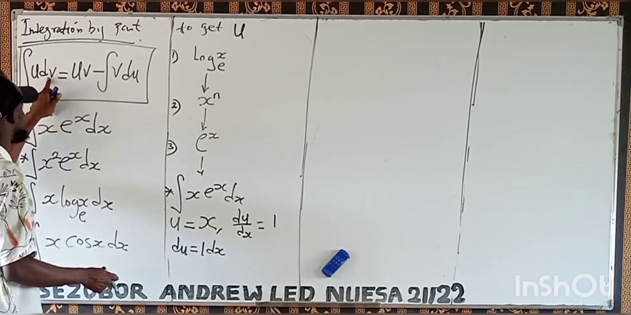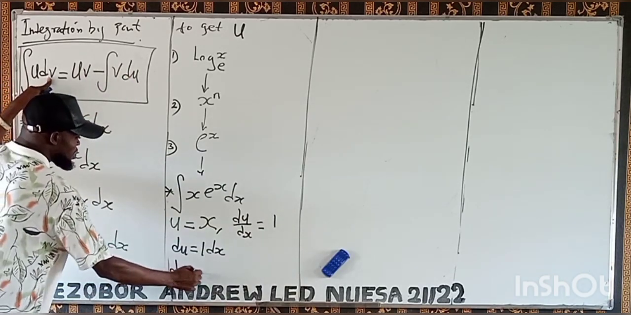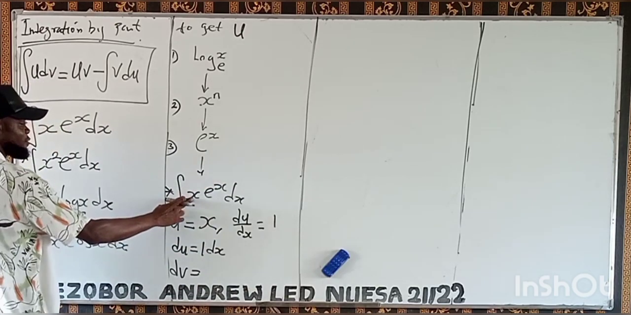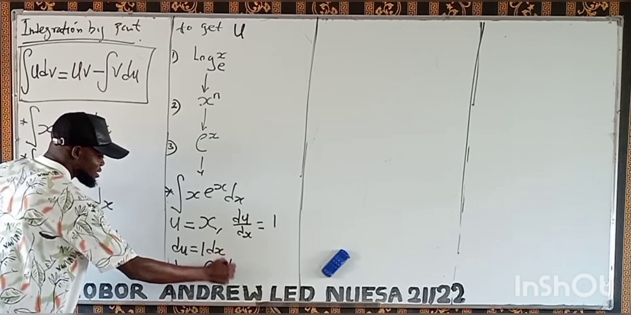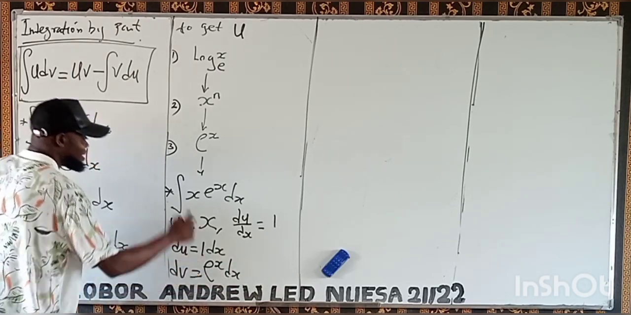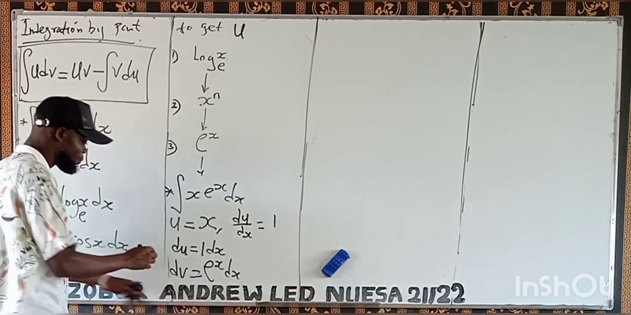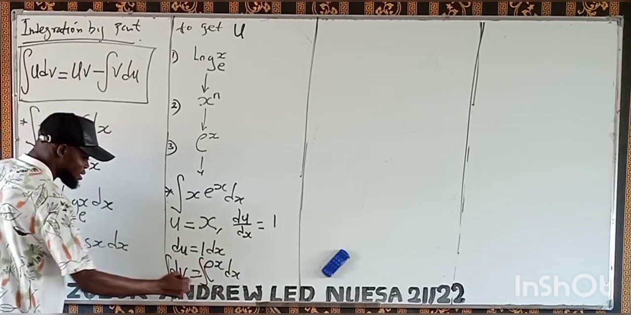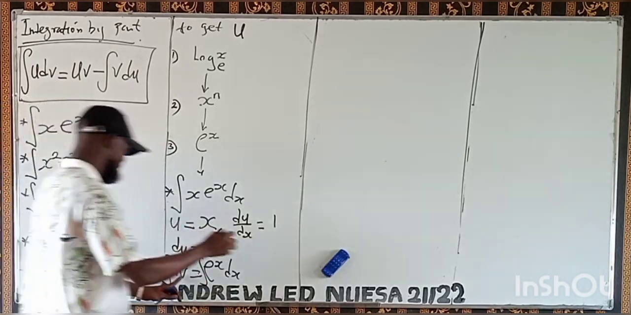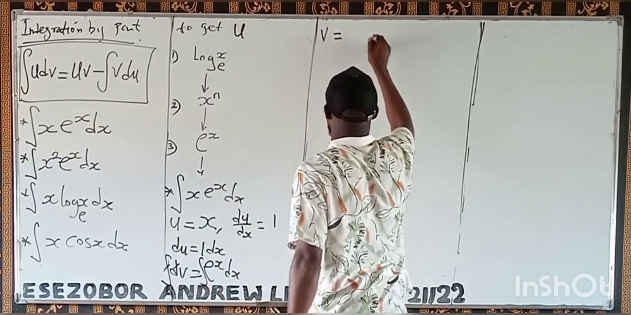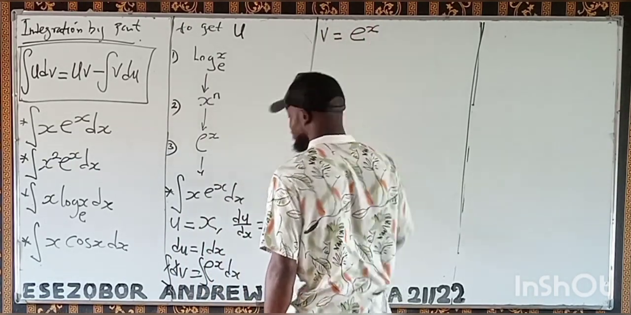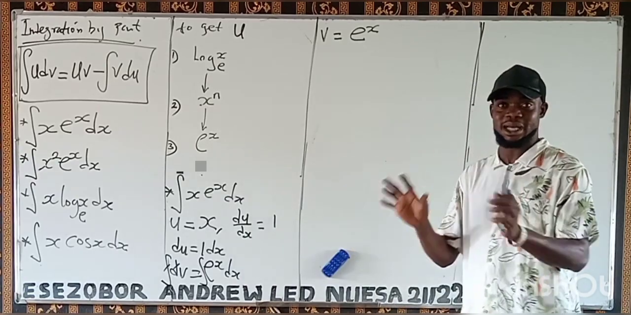Then the other one, after you have selected the u and gotten the du, let's get v now. What is the v? The v will be the other function. If you remove this one, what will be left here? Exponential x dx. That will be our dv. Now to get v, you integrate this side, you also integrate this side. This will cancel this, only v will be left there. So v will be equal to integral of exponential x. It will remain as exponential x. It will not change. It will remain as exponential x.